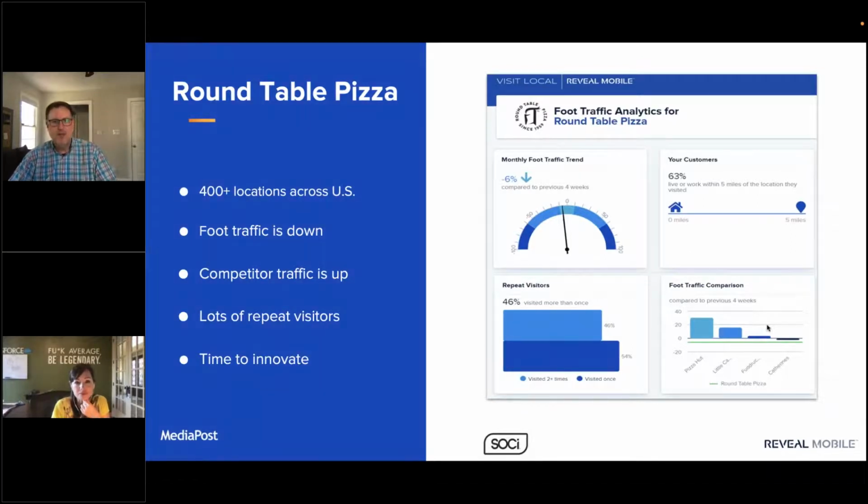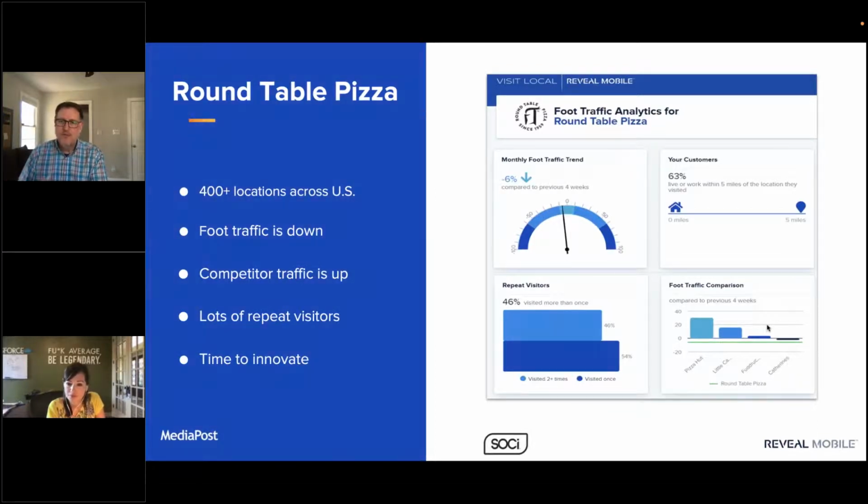So Roundtable has 400 plus units mostly across the Western US. And using geofencing technology, we can see some really interesting trends around Roundtable's entire system. Their foot traffic is down 6% over the previous 4 weeks for the period. They've got a huge second visit rate. Better than 40% of their diners are coming back a second time within a 4-week window, which is great, but of course, not so great for new customer acquisition.